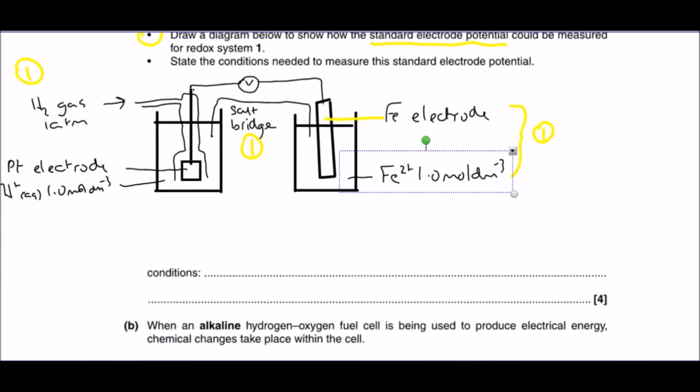And the fourth mark, so the second bullet point, state the conditions. So down here we're going to say solutions are 1 mole per decimeter, the temperature is 298 K, and the pressure is 1 atmosphere. And that's the fourth mark.